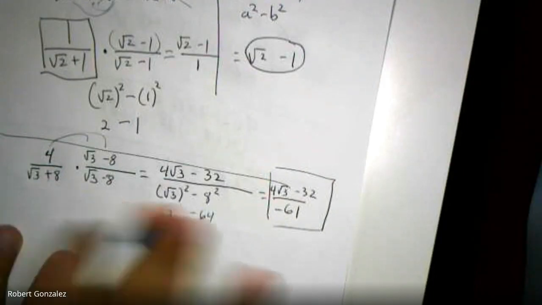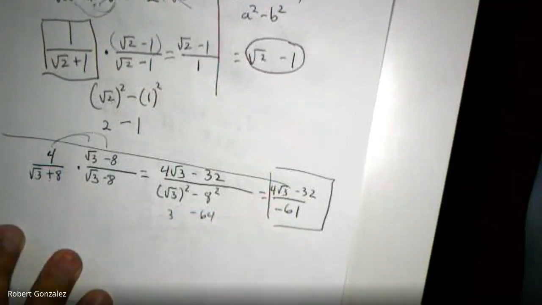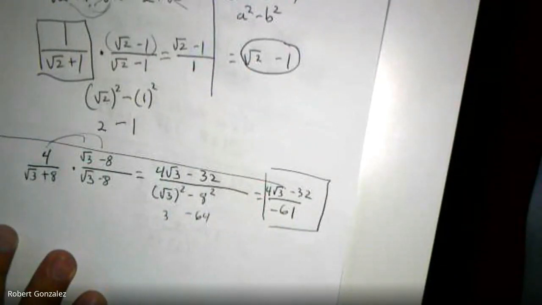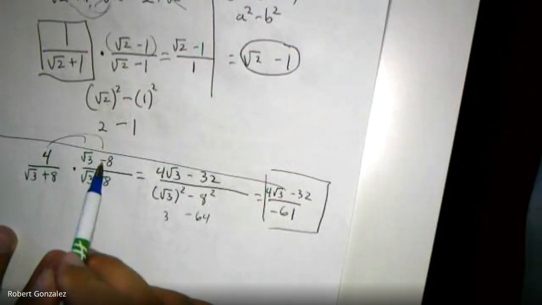Tell me if you have any questions on here. Did I do a step that you need to verify? Let me know right now. Going once. Going twice. How'd you get negative 32? 4 times negative 8. Okay. We distribute.